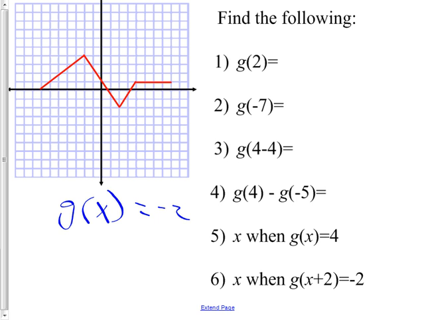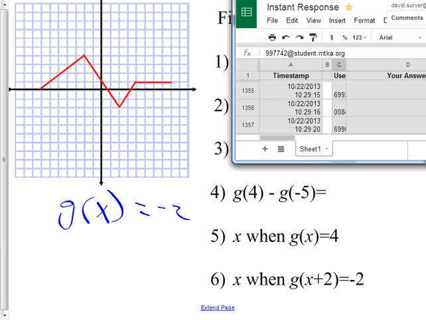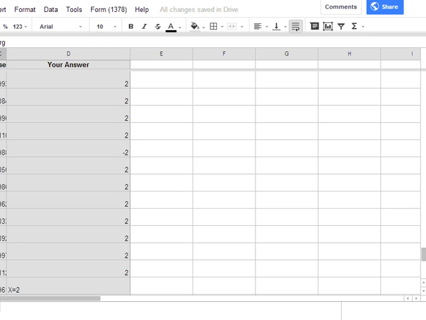Okay. A lot of you were really close, and a lot of you were exactly right. So here's the results. I have tons of 2s, but I have some -2s, I have some 0s, and I have some g of 2s, and there's a 4.